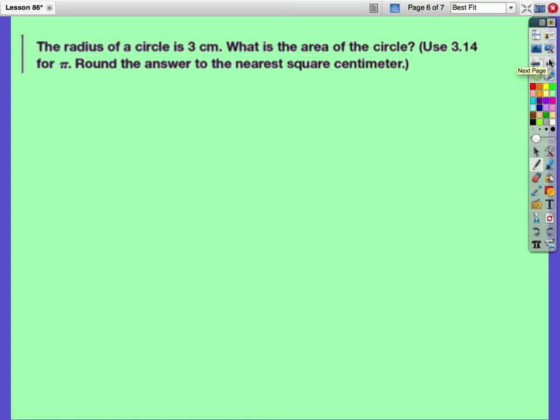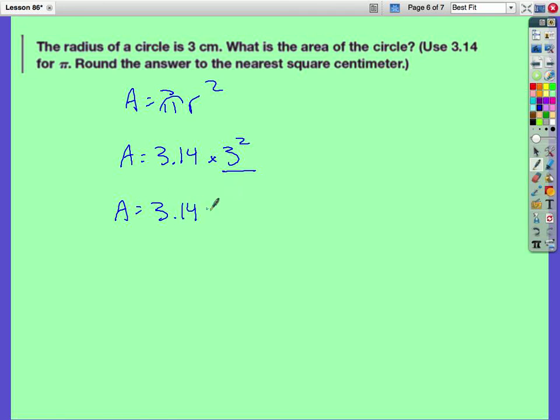The radius of a circle is 3 centimeters. What is the area of the circle? Use 3.14, rounding to the nearest square centimeter. Remember, area is equal to pi times the radius squared. So our area is going to equal 3.14 times our radius, which is 3, and then squared. Remember, order of operations says we have to do the exponents before multiplication. So we do 3 squared. Area equals 3.14 times 9.